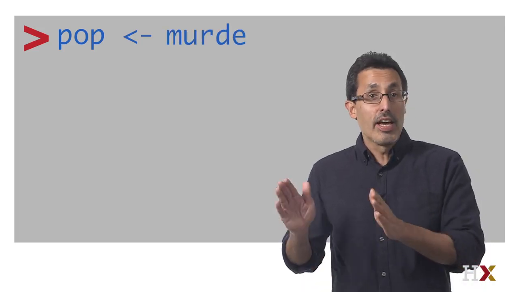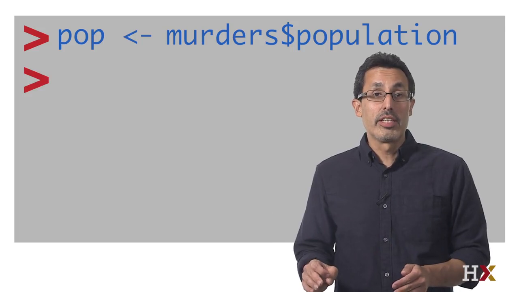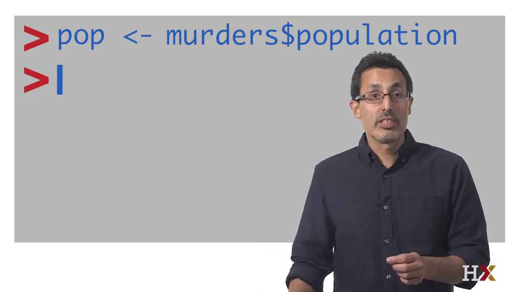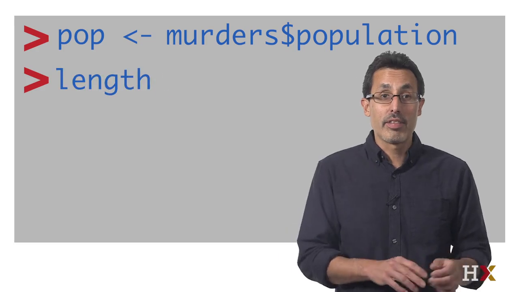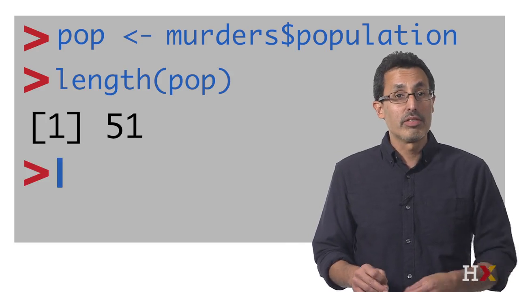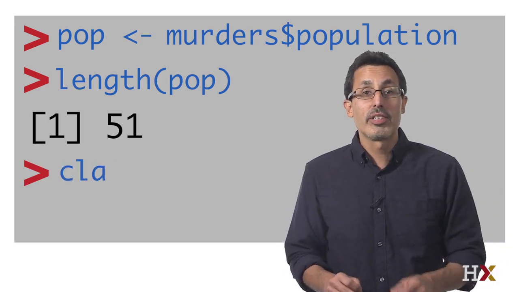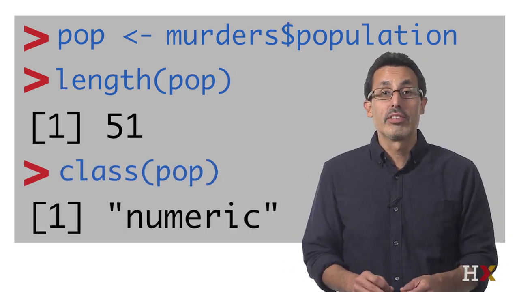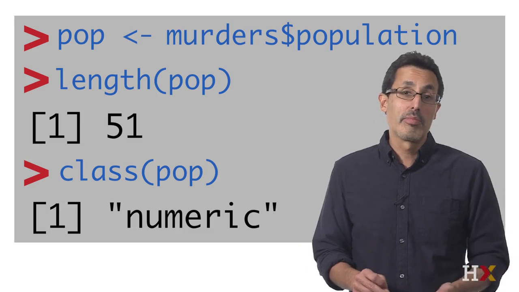So if I define a new object called pop for population as the column in the murders data set that has the population sizes, and then I type length(pop), I will see that it's a vector with 51 entries, one for each state. This particular vector is a numeric vector since population sizes are numbers.